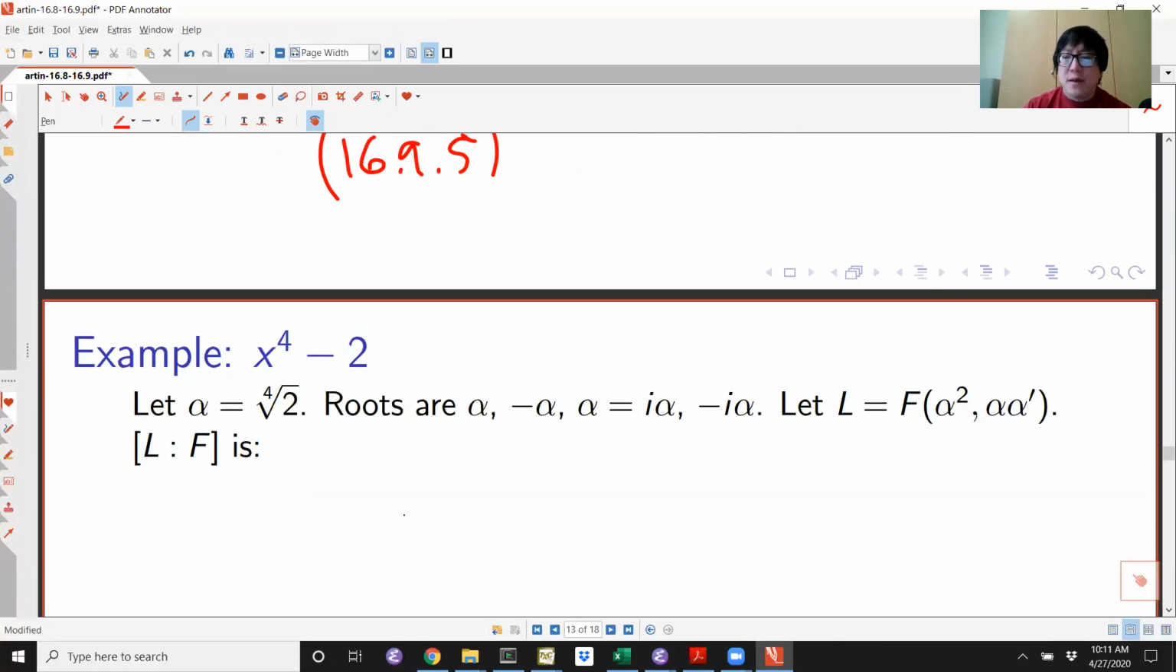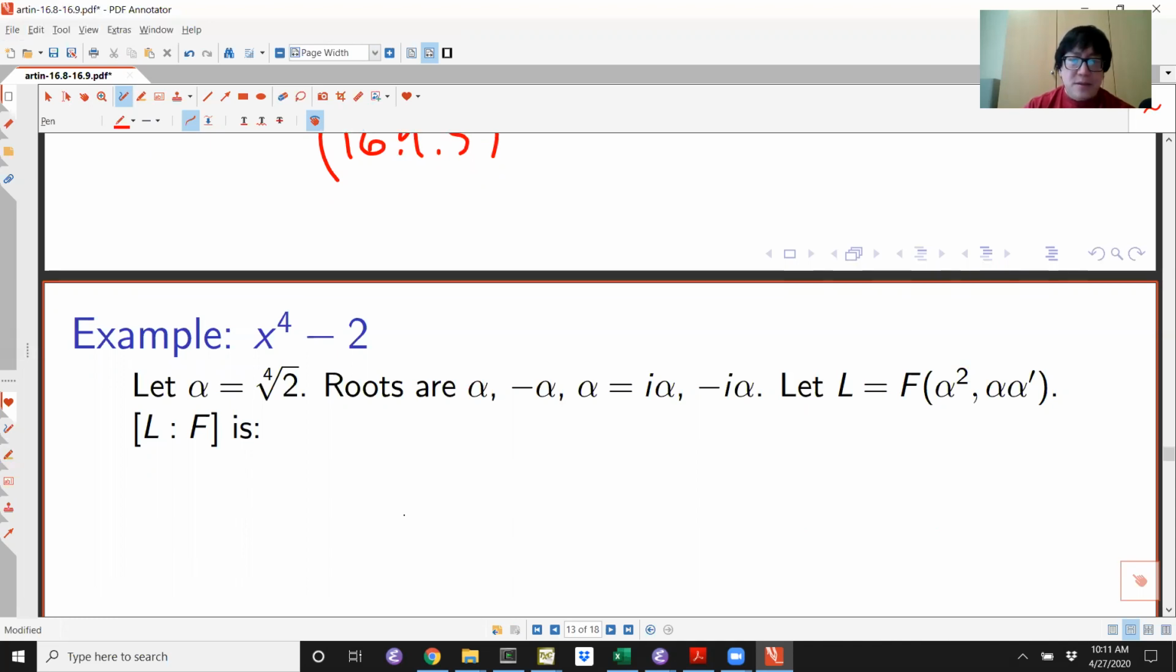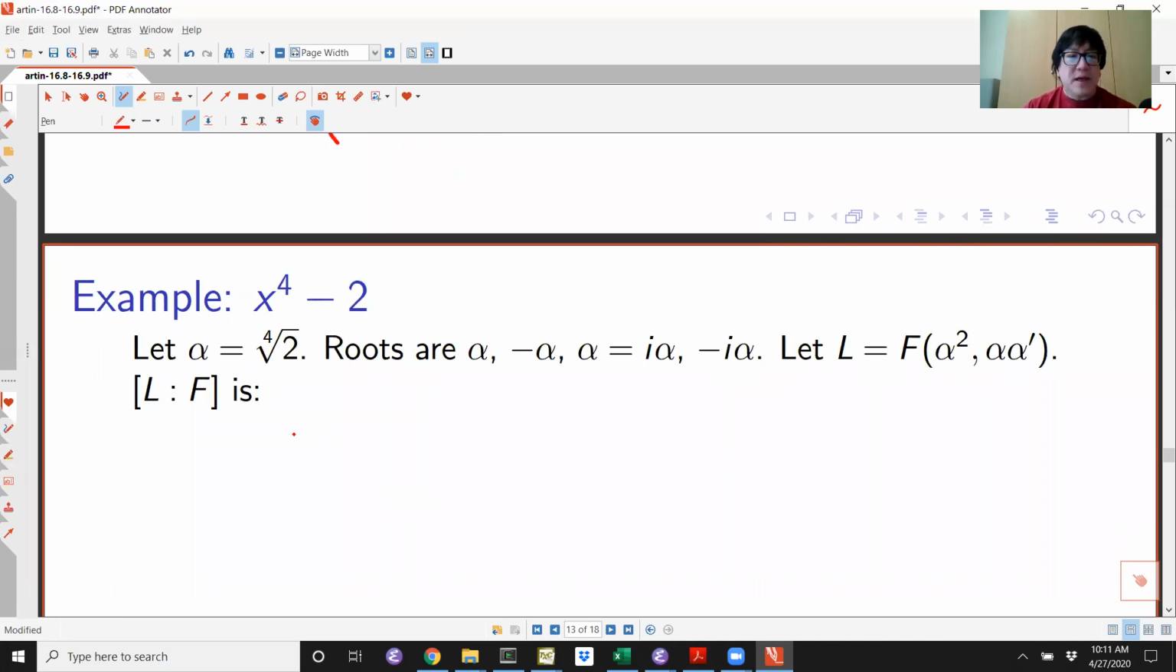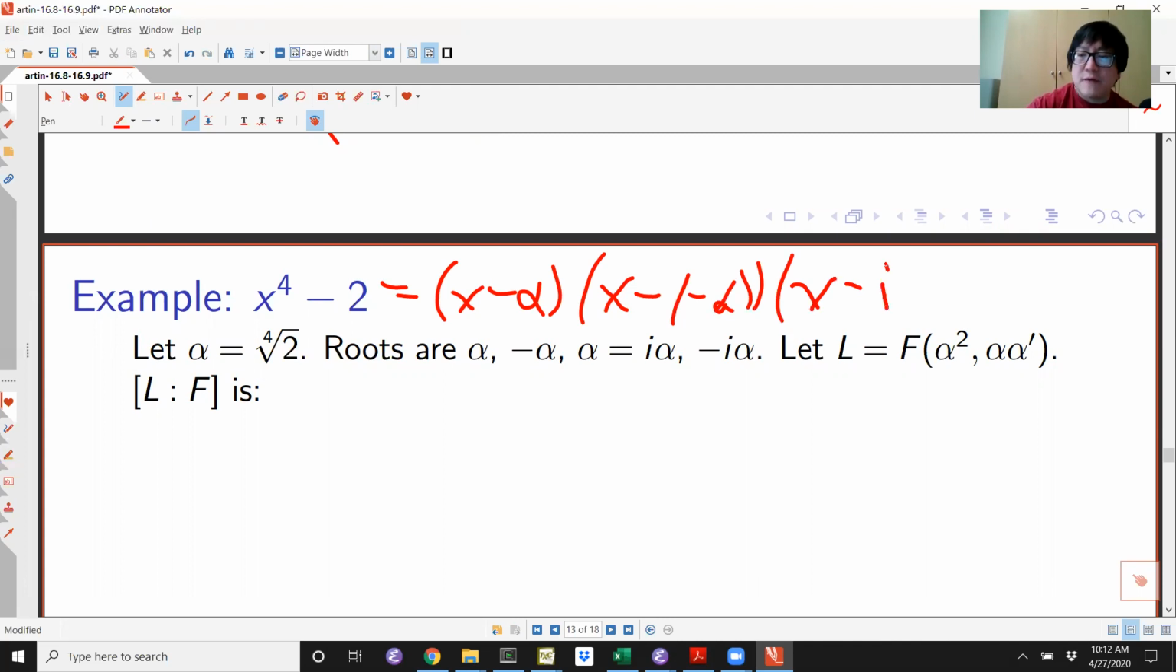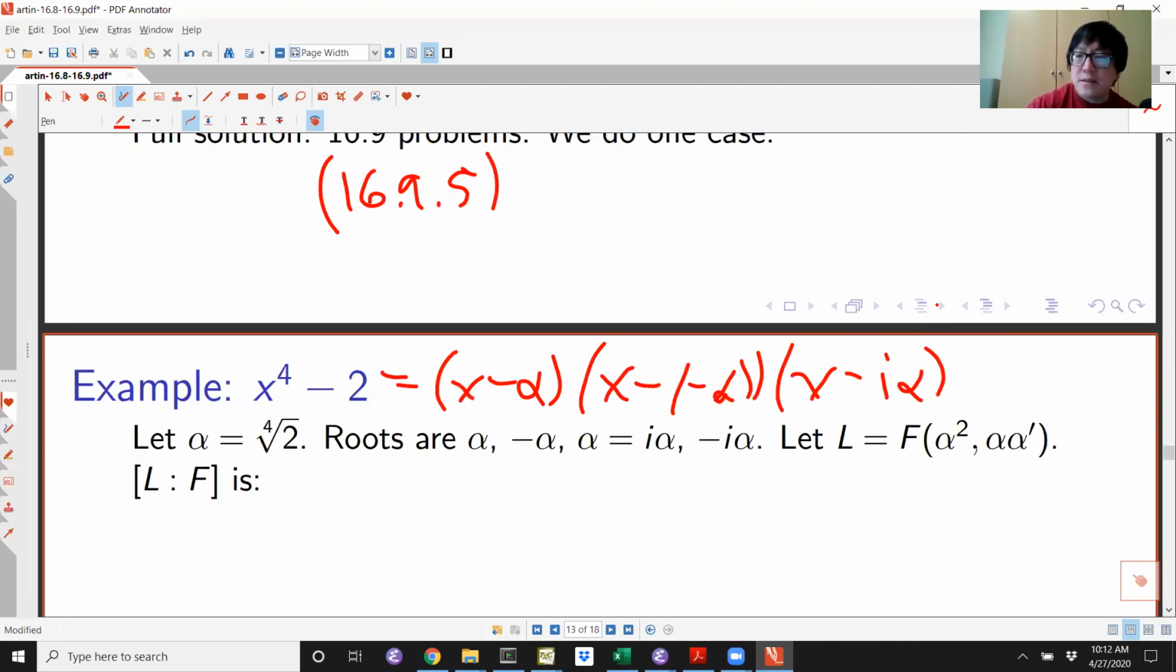All right, so in this particular case, let alpha be the fourth root of 2. And so this is going to be equal to x minus alpha times x plus alpha, that is x minus alpha, x plus alpha, x minus i alpha, and x plus i alpha. So those are the four roots of that equation, and that's how that factors.